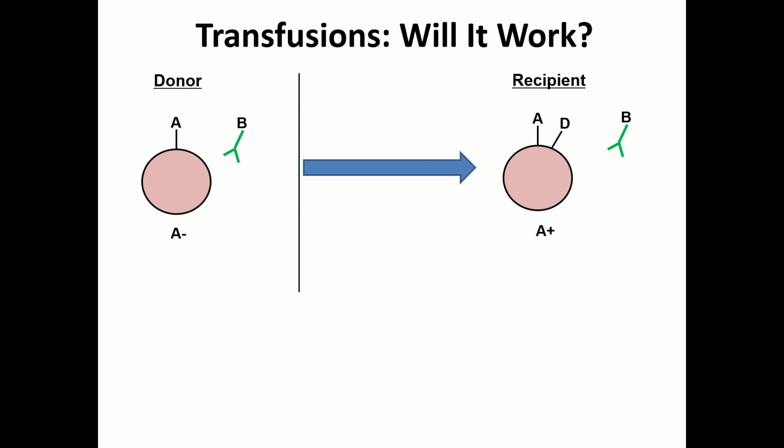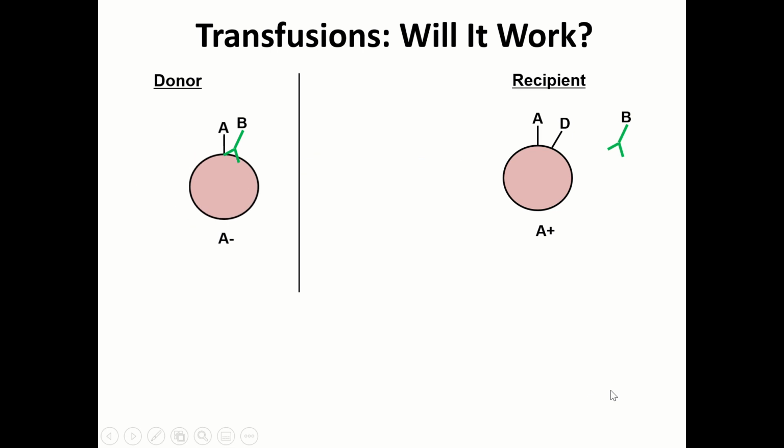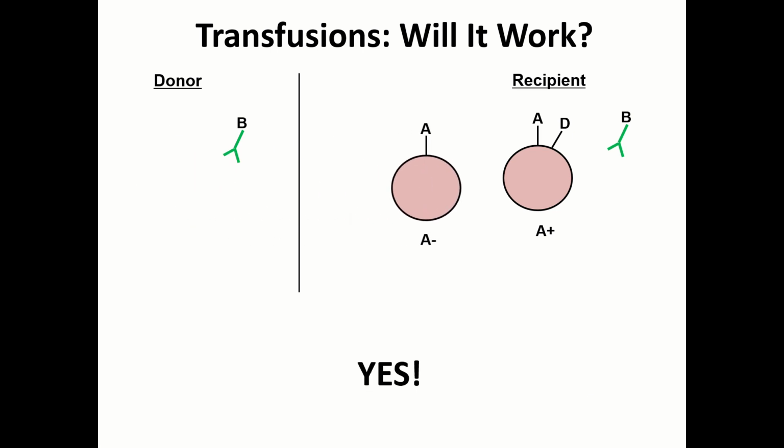You can stop and ask yourself, if this erythrocyte is transferred to this recipient, will his antibodies attack? And the answer is that yes, this can be a successful transfusion. Because the donor cells only have A antigens on their surface, there's nothing for this B antibody to recognize and bind to. This is a safe transaction.